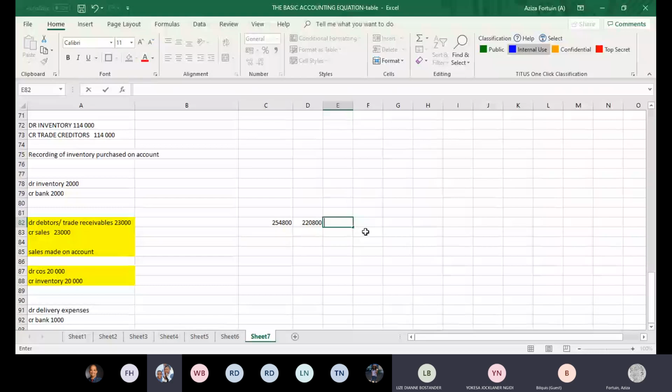Yeah, it's going to be 254,800. Okay, so that's correct. The 254,800.